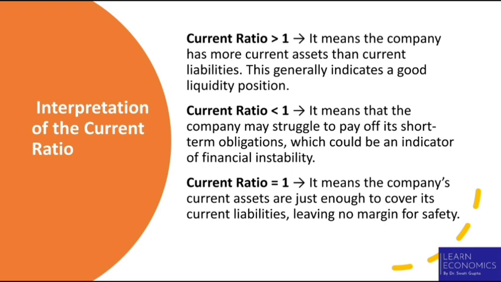If the current ratio is more than 1, it means the company has more assets than liabilities and can comfortably pay off its short-term debts, and it is a good sign for a company. If the current ratio is less than 1, it means the company might struggle to pay its short-term debts. This could indicate financial trouble in the company. If the current ratio is equal to 1, it means the company has just enough assets to cover its liabilities, but there is no extra cushion for unexpected expenses.